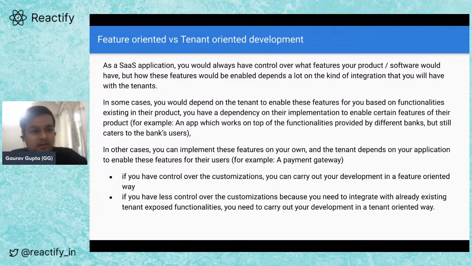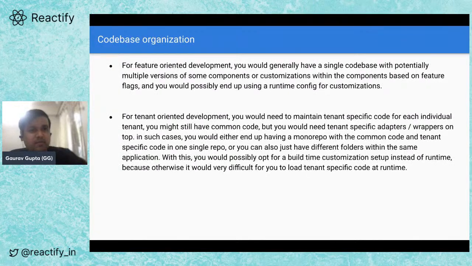On the other hand, if you have a dependency on the tenant side functionality, like the loan example that I just gave, you need to have tenant oriented development where you will need to customize a lot more than feature oriented development. So for code base organization, for feature oriented development there are not a lot of problems that you would face, because you can just have a single code base with slight modifications to your components based on some feature flags, and you can just use a runtime config for customizations, right?